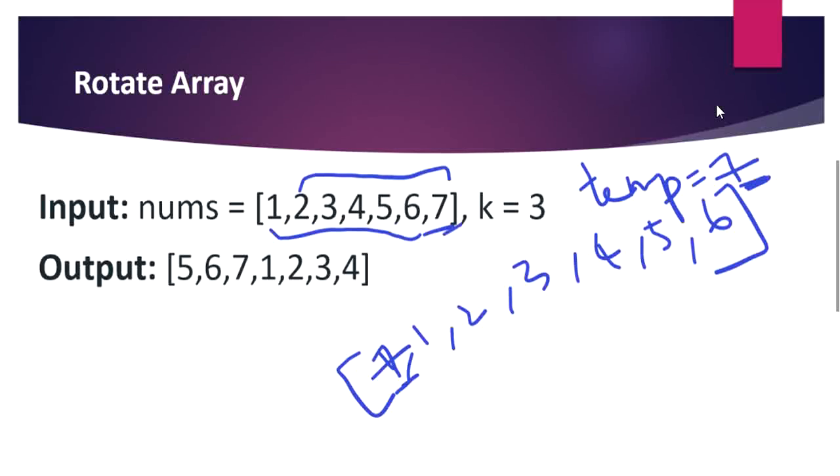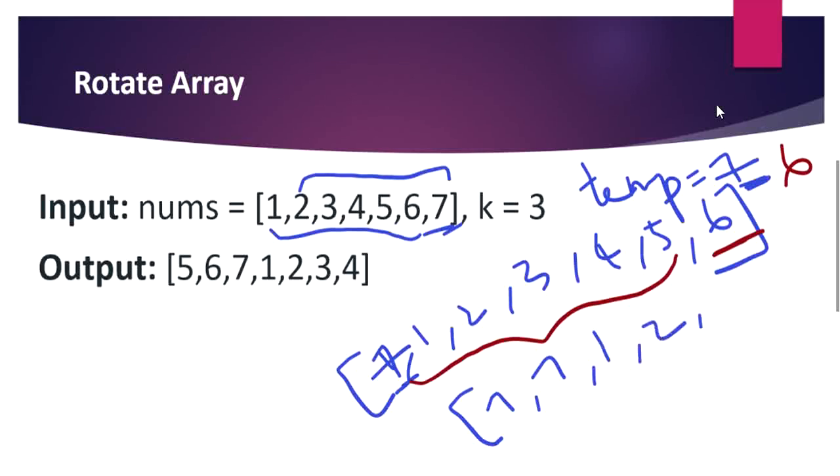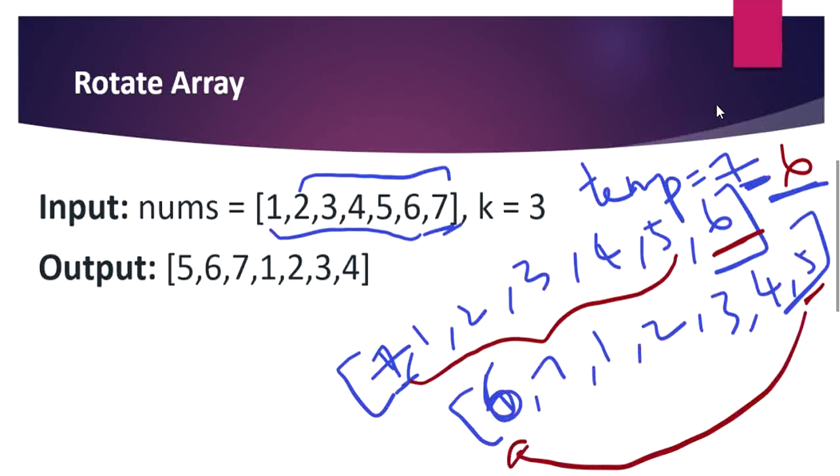Now again take the last element from this array and assign it to temp and shift everything else next, like 7, 7, 1, 2, 3, 4, 5, and finally assign the temporary variable to the first element. Now the first element becomes 6. Again repeat the same procedure, fix 5 in temp, shift everything else and finally fill the first position. This is a straightforward solution, but it takes big O of n square time complexity. So how do we solve it in a better way?